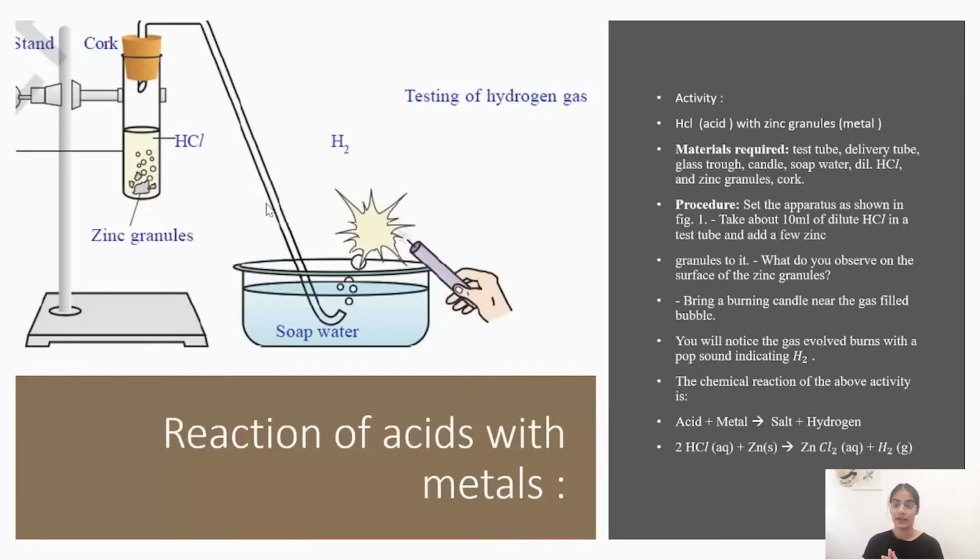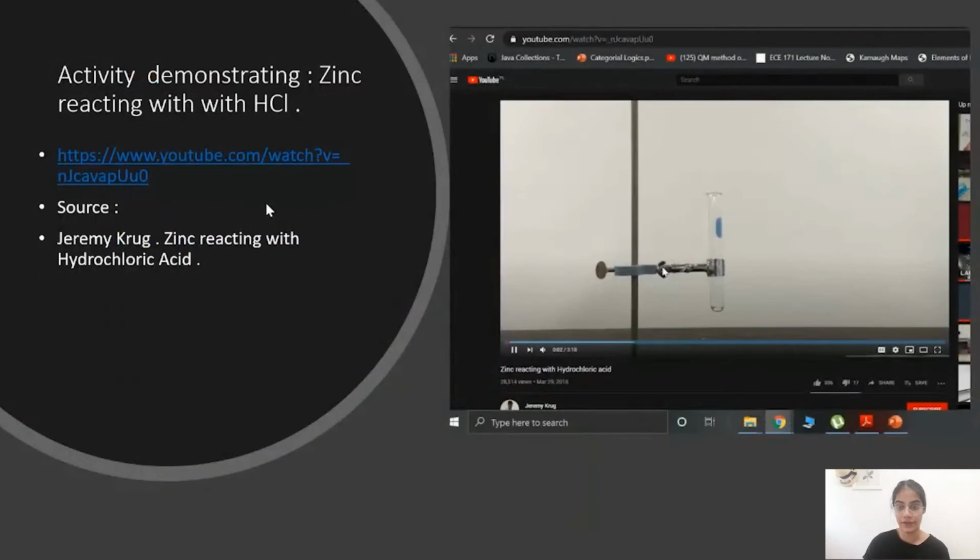So the basic conclusion is, when an acid and a metal react together, a salt of that metal is formed and hydrogen gas is evolved. The equation for this particular activity, where HCl reacts with zinc metal, is 2HCl in aqueous solution plus zinc, which is a solid, gives ZnCl2, which is zinc chloride, plus hydrogen gas. Now, to study the video of this exact activity, I have provided the source, that is Jeremy Krug, where he explains how zinc reacts with hydrochloric acid. I have provided the source and the video link if you want to check for yourself.